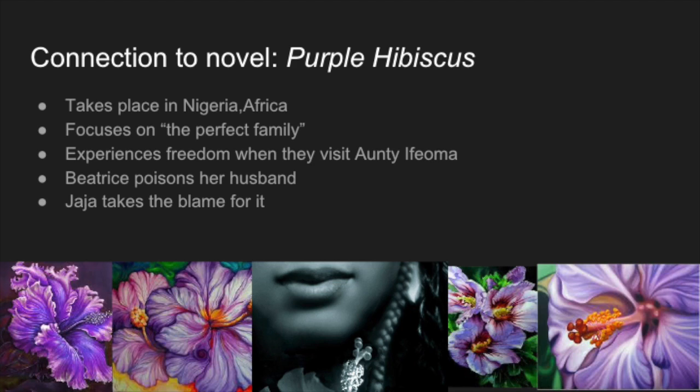Jaja, Kambili, and Beatrice don't know a life outside their village, and most importantly, they don't know what freedom and individuality is. Through spending time with Auntie Ifeoma and their cousins, they experience a new life and realize they want a life like that. As a result, Beatrice realizes the pain and hurt her husband caused her family and poisons him. Jaja takes the blame for his mother because he knows his sister wouldn't make it without their mother, and he knows he is the man of the house and sacrifices his freedom for what's left of his family.